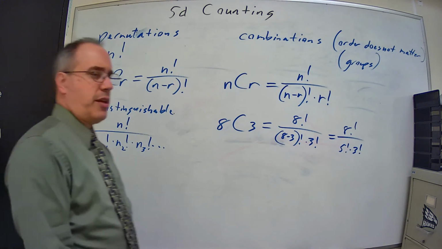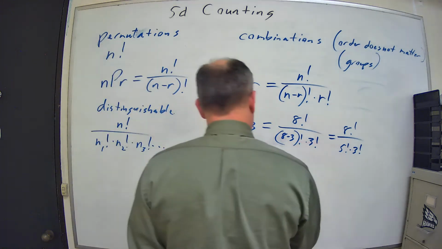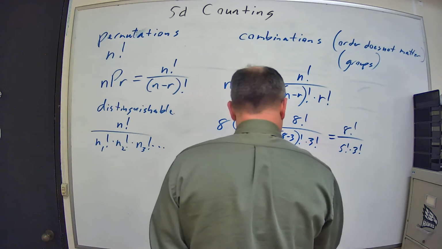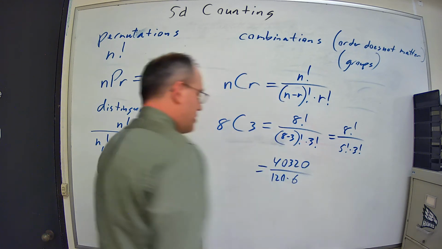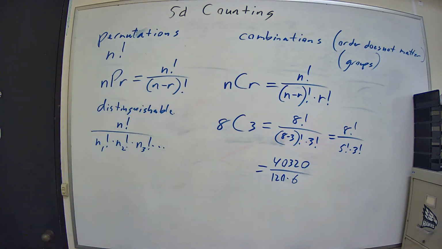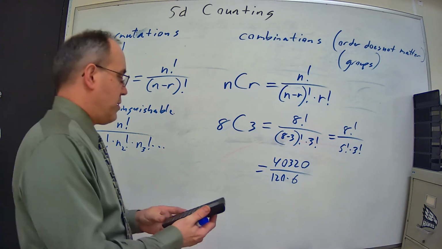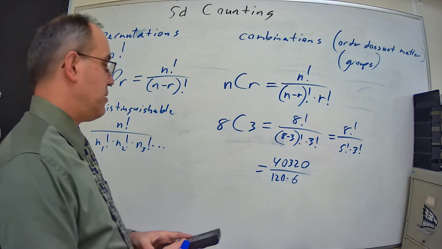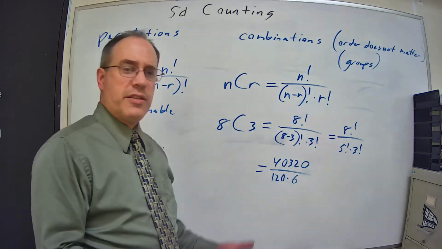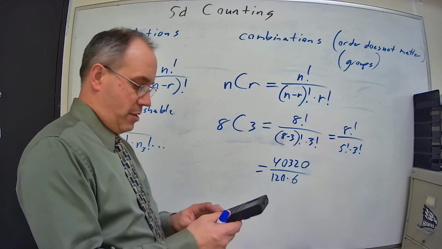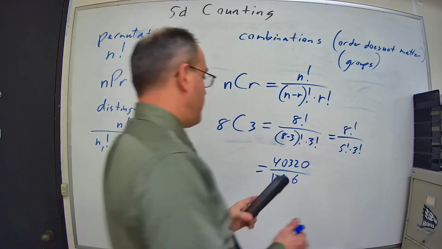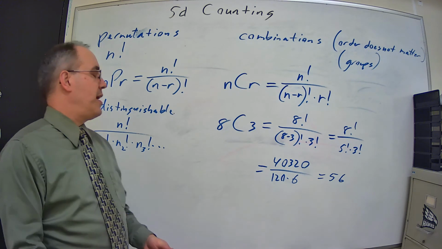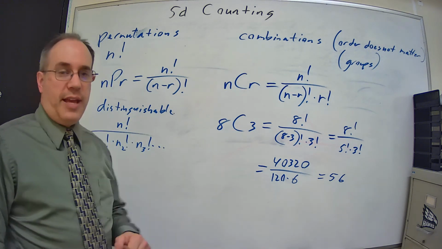8 factorial was something like 40,320. 5 factorial is 120. 3 factorial is 6. So we got, just to make sure, yep, 40,320 divided by 120 times 6, which is 720, which gives us 56 groups that could be made taking 3 items out of the 8.